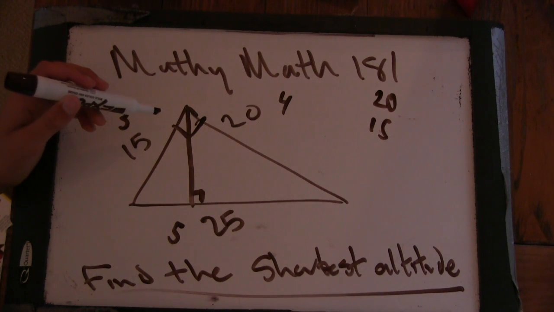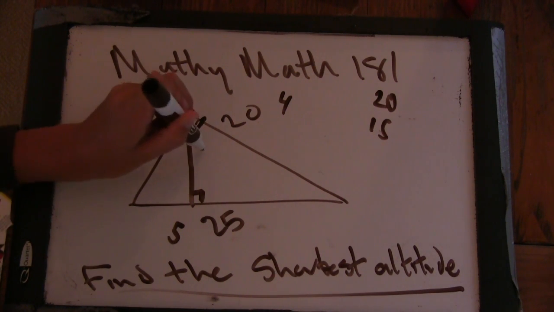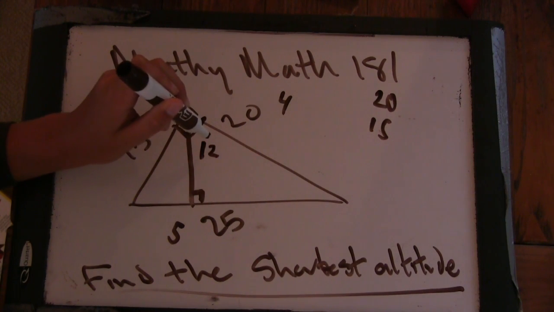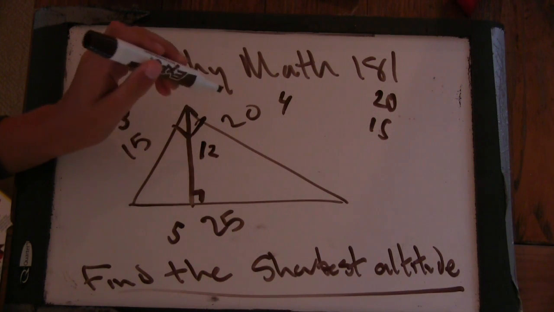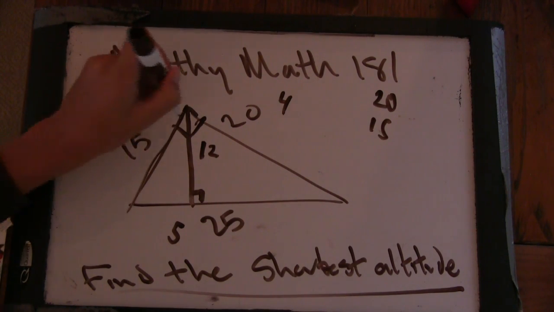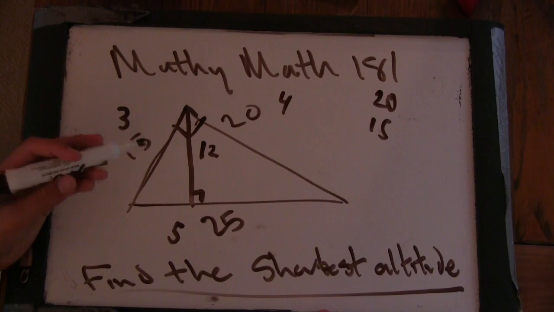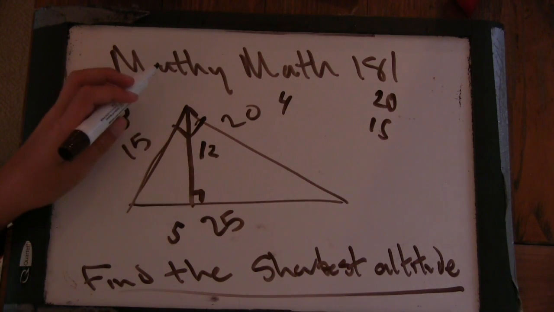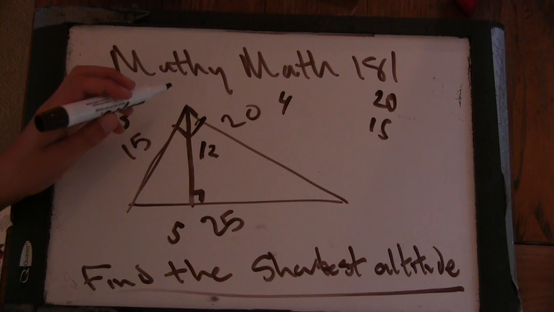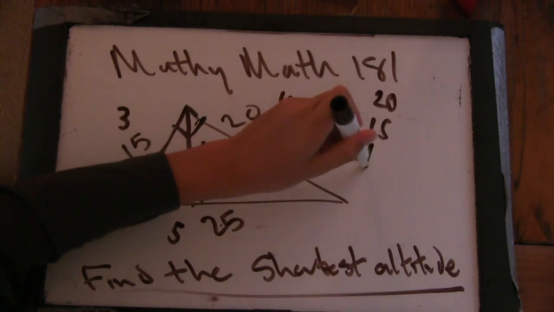To find the other one, well, the area of this triangle is 150, which is 25 times 6, so this altitude has to be 12. How did you figure that out? So the area of the triangle is 150, base times height over 2. And then 150 is 25 times 6. But since it's base times height over 2, you need to double the 6, so it's 12. So it means 12 is the shortest altitude.